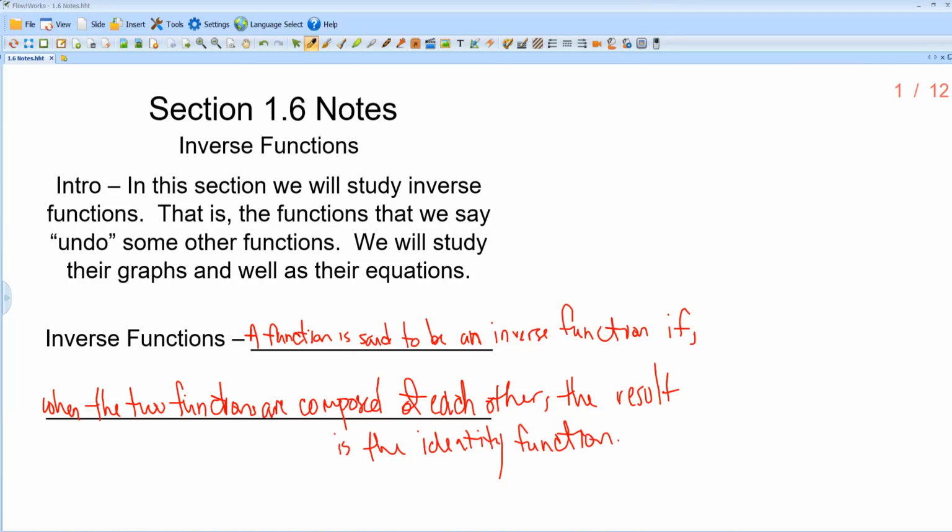All right, so a lot sort of goes into that. A function is said to be an inverse function if when the two functions are composed of each other. In section 1.5, we talked about composition. So that means if f of g of x and if g of f of x, the result should be the identity function. And the identity function is just y equals x. So what this is saying is two functions are inverses if when you substitute them into each other's variables, you get just plain old x as the result.